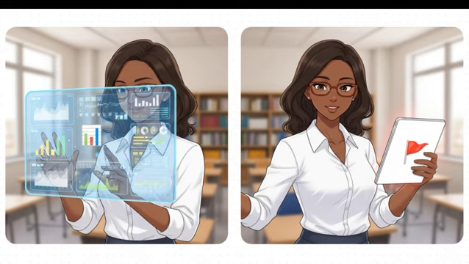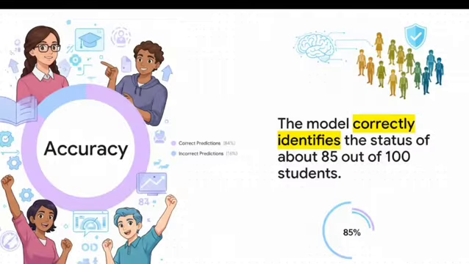So how good is it at making that call? Well, the overall accuracy is a very, very strong 84.5%. What that means is for every 100 students, the model correctly identifies their status, whether they are at risk or safe, about 85 times. That's pretty solid. But hold on, let's dig a little deeper because overall accuracy doesn't tell the whole story.